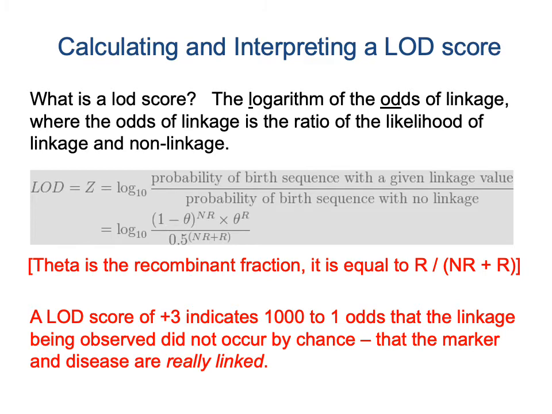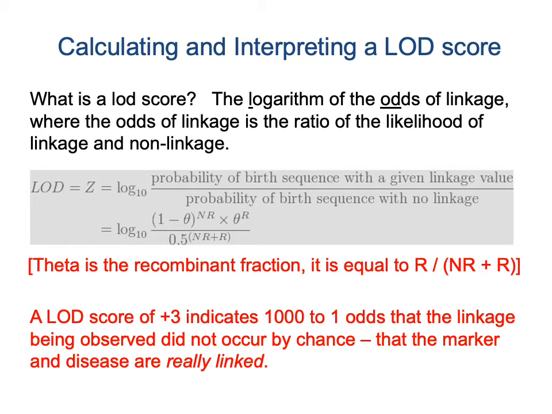Once you have theta, you can calculate the LOD score. Okay, so you can see in the gray box is where the actual formula is, and again, you will not need to use that formula. But it's helpful to kind of understand that theta is an important part of calculating a LOD score. A LOD score is the logarithm of the odds of linkage, where the odds of linkage is the ratio of the likelihood of linkage and non-linkage. So it's a logarithmic score.